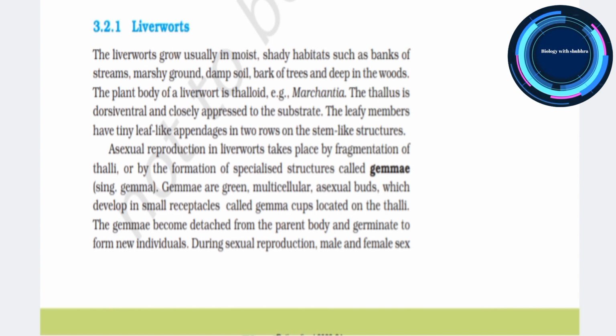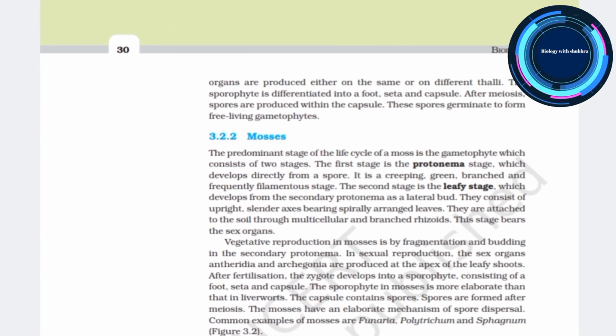During sexual reproduction, the male and the female sex organs are produced either on the same or on different thalli. The sporophyte is differentiated into foot, seta, and capsule. These three parts are present in the sporophytic plant body. After meiosis, the spores are produced within the capsule, and these spores germinate to form free living gametophyte.